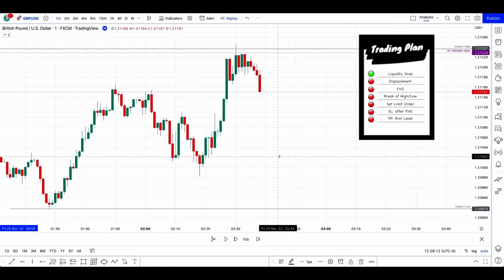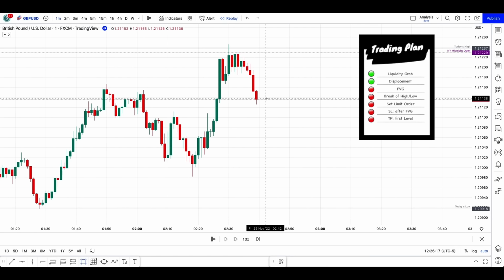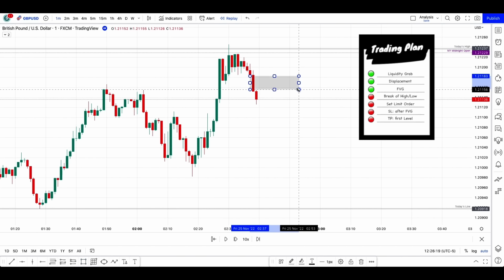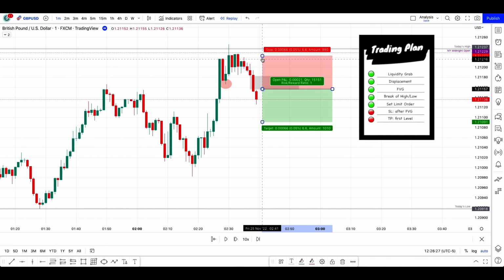So yes, we do have a displacement. And let's see if we have now the fair value gap, with the fair value gap right there, and the break of this low right there. So now we have everything necessary to take the trade. So we just put the order right there.